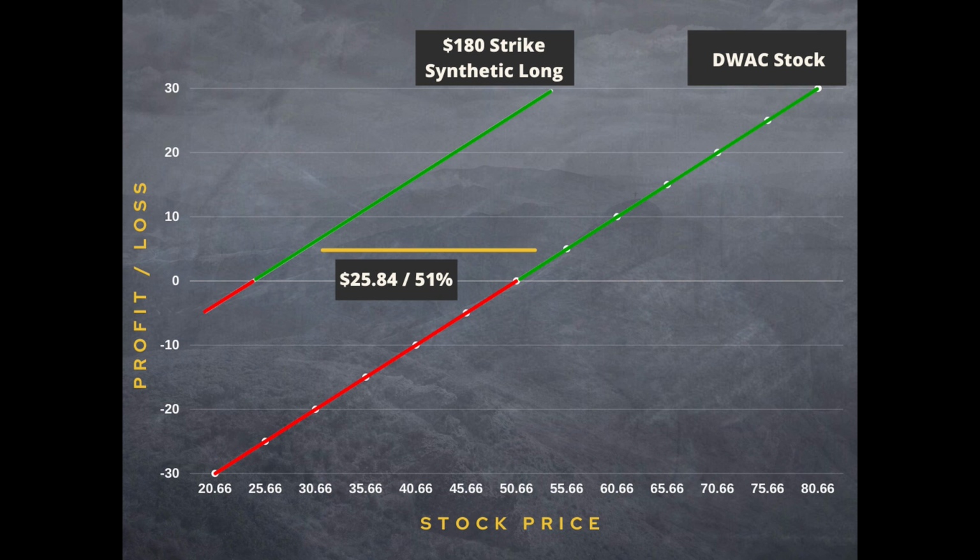The puts that you are short will lose more time value than the calls that you are long, so you will slowly accumulate that 51% as the time decay happens. You have to hold the options through the expiration date to get the full 51%. The further out the expiration date is, the higher the number will be.